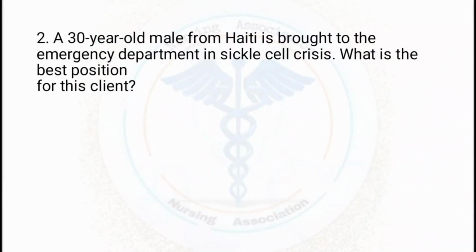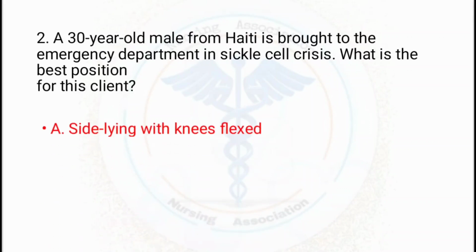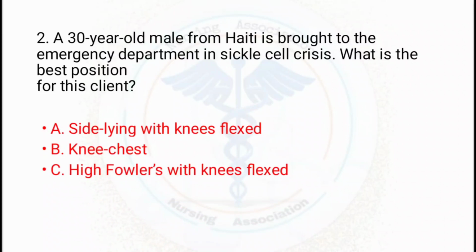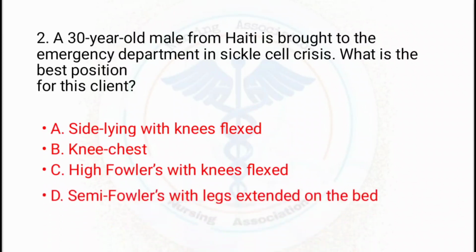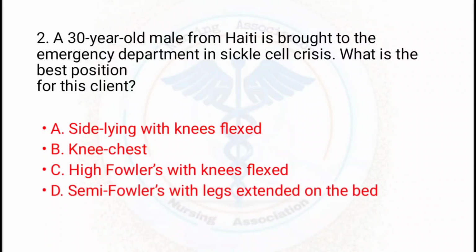Number 2. A 30-year-old male from Haiti is brought to the emergency department in sickle cell crisis. What is the best position for this client? A. Side lying with a knee flexed. B. Knee chest. C. High Fowler's with a knee flexed. And D. Semi-Fowler's with a leg extended on the bed.